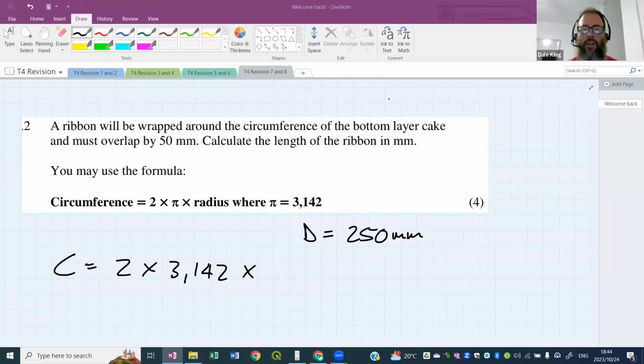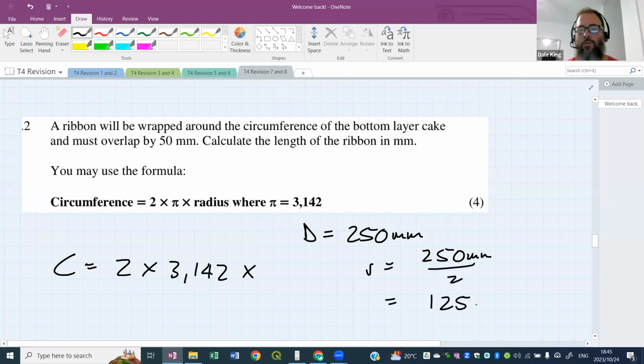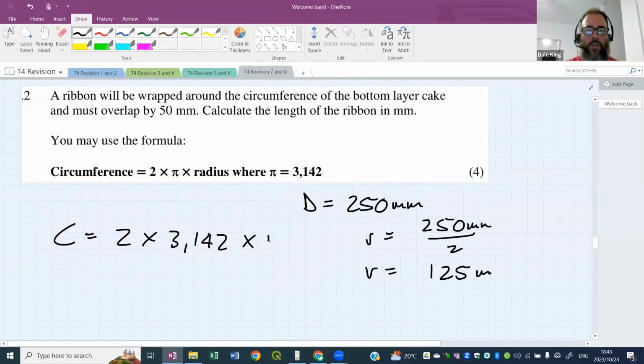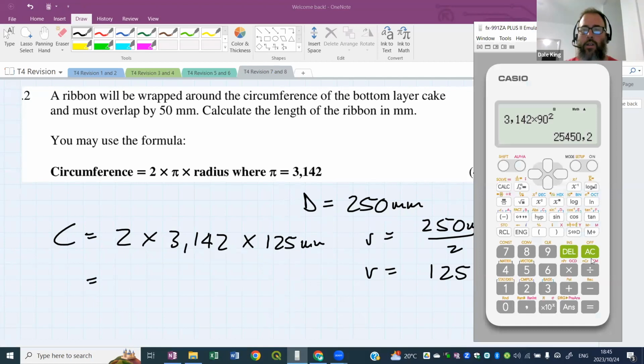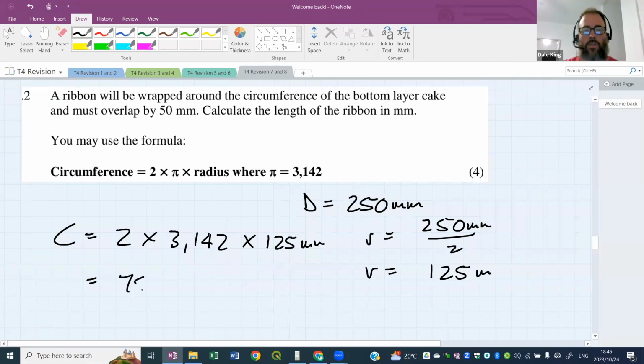We need a radius. Now, they don't give us a radius, they give us a diameter. So let's quickly work out the radius. So the radius is the diameter, which is 250 millimeters divided by 2. This is going to give us 125 millimeters for a radius. All right, now we can put this radius into our formula. So 125 millimeters goes into our formula. Okay, so now the calculator comes out. Everything's ready to calculate. 3.142 times 125. All right. So let's see what we get. So we get 785.5 millimeters. Okay, we put millimeters in, we're getting millimeters out.